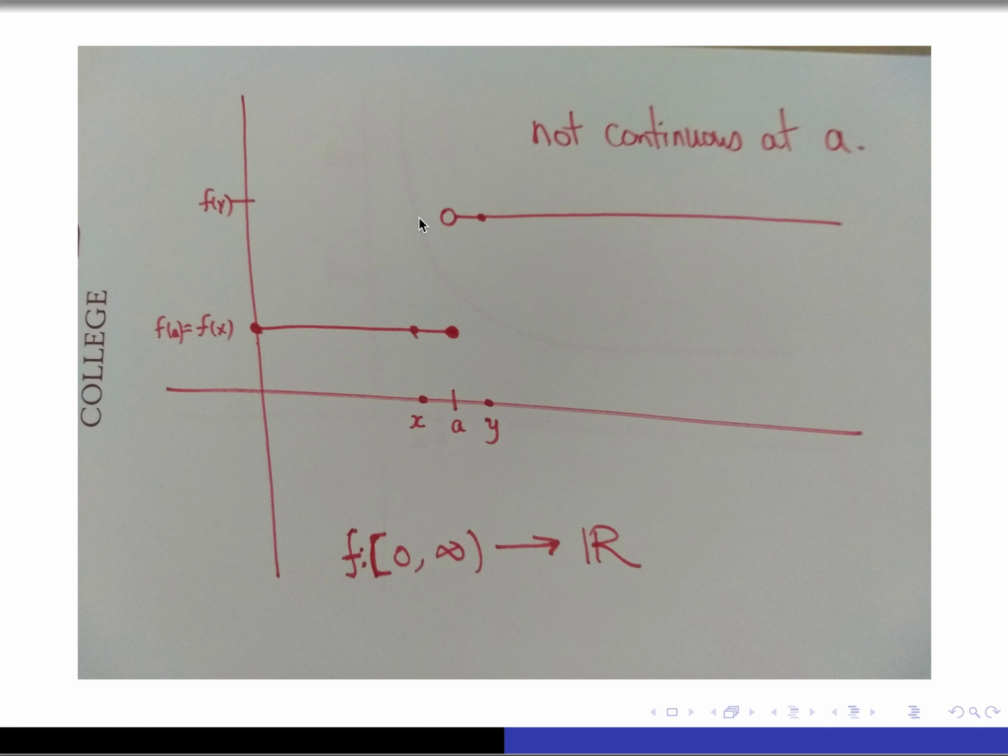Here's an example of a function that's not continuous at A. Here we see f of A is over here. The reason it's not continuous is that if we pick a point to the left of A, the output is going to be exactly the same as f of A. So f of x and f of a are going to be the same if I pick any point x to the left. But if I pick any point to the right, for instance this point y, and plug in y, I get way up here on the graph. And so these aren't going to be close at all.